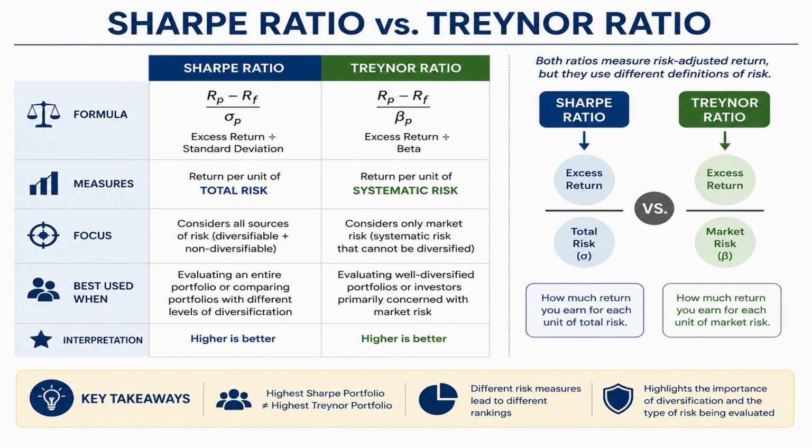One interesting result from our analysis is that the portfolio with the highest Sharpe ratio was not the same portfolio with the highest Treynor ratio. This occurred because the two measures evaluate risk differently. The Sharpe ratio focuses on total risk, while the Treynor ratio focuses only on market risk. Overall, these results highlight the importance of diversification and show that portfolio performance should be evaluated using both risk and return. Depending on an investor's objectives and risk preferences, a different portfolio may be considered the most efficient choice.